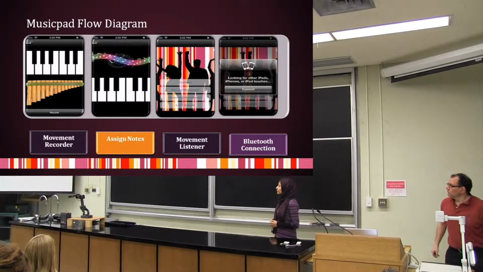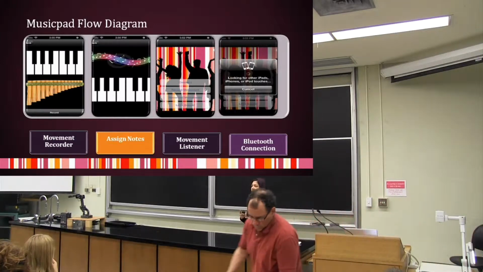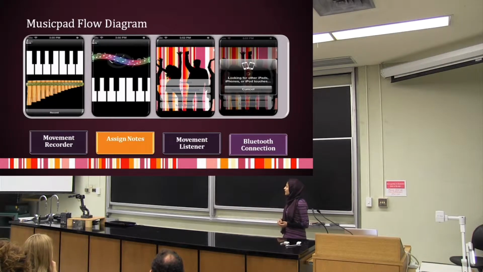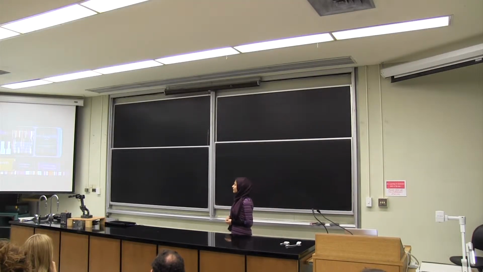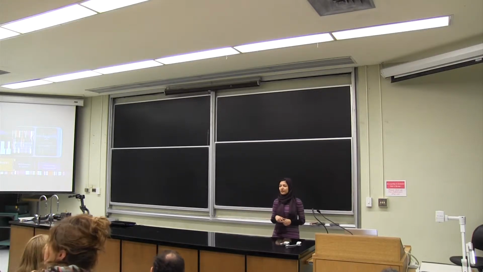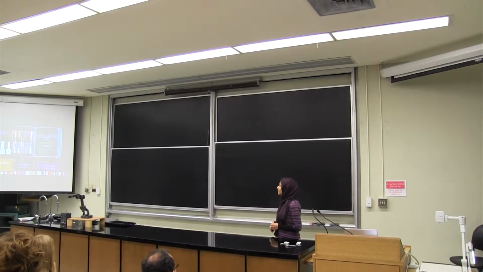In the first phase, users can record their movement, and they can choose whether they want to play piano notes or flute notes. And this movement will be recorded in the app. After they record their movement, they can assign specific notes to that movement. And if that movement is detected by the app, those special notes will be played.